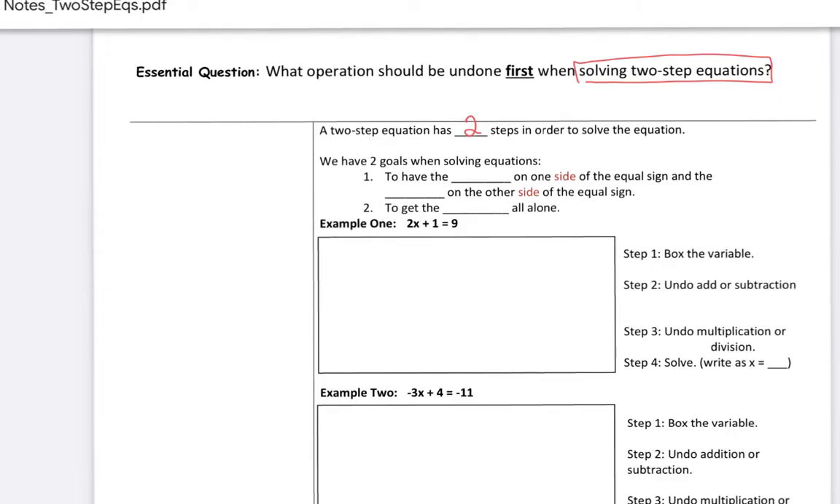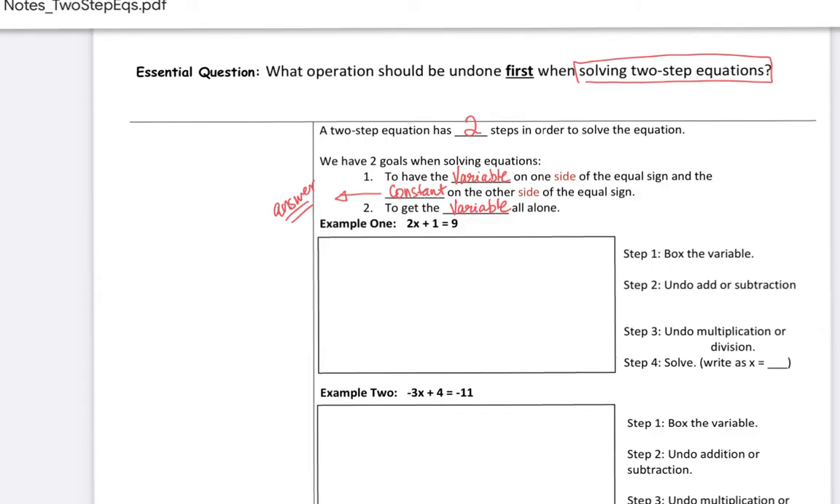We are aiming to have the variable on one side of the equal sign and the constant on the other side, and our second goal is to get the variable all alone. I want you to remember that the constant really is like your answer to the problem. That's what we're talking about. There are just a few other things that I want you to keep in mind as we do these problems.